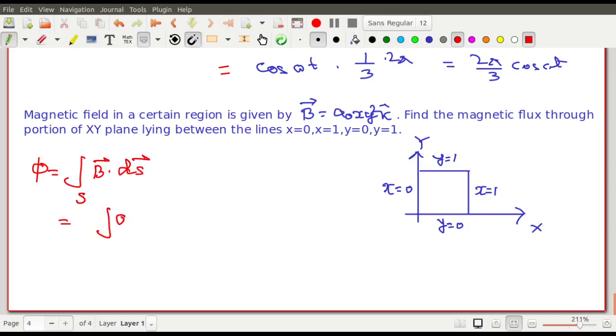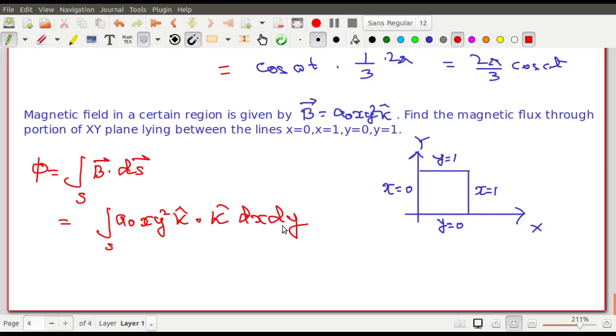Now if you just put the values over here, it's a very simple problem. অত্যন্ত সহজ, x square into k cap, and what is dS? dS vector, you know, ভেক্টরটা কোন দিকে হবে? Perpendicular to the plane. So that means which direction? K cap, right? This must be perpendicular to the xy plane. That means it is k cap, and that dS you may write as dx dy.